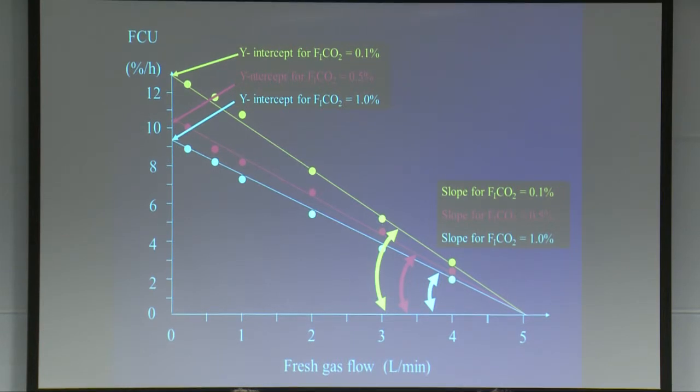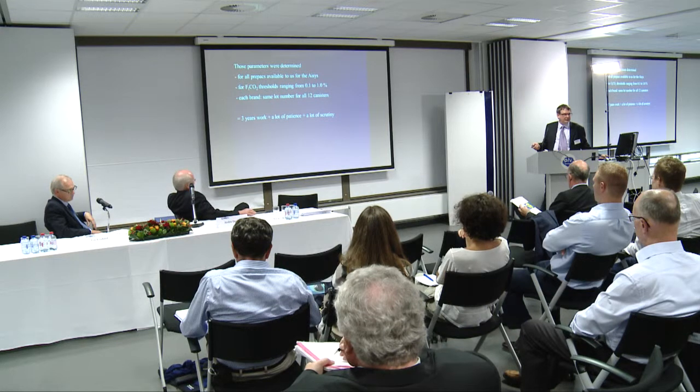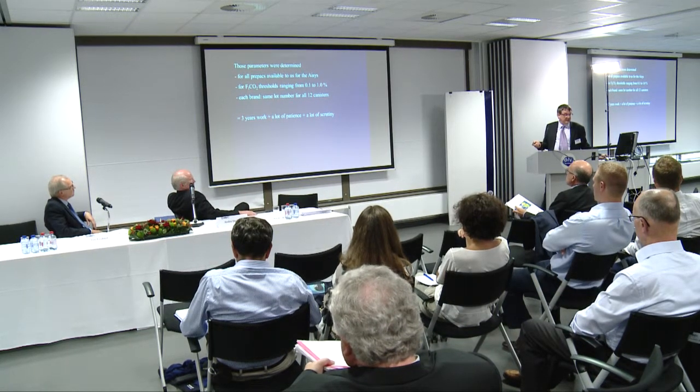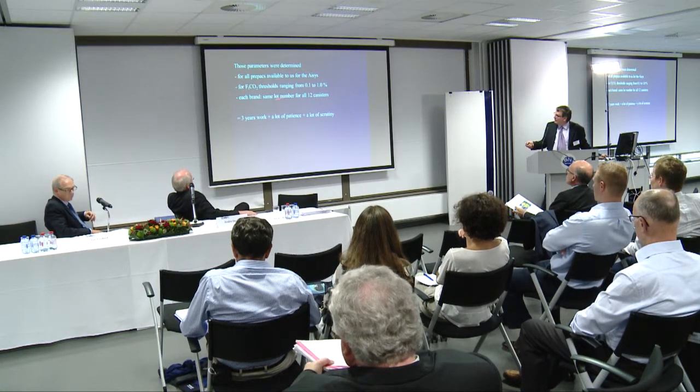And that's what I've been doing over a long time. I determined those parameters for all the prepacks that I had available for the ACES. For all the FiCO2 thresholds, ranging from 0.1 to 1, and for each different brand. So that actually took a lot of time. I mean, if you use a fresh gas flow of 4 liters per minute, it almost takes a week to let it run before it exhausts. So many, many brands, 12 canisters of each with a different fresh gas flow, and I want to point out that they were all the same lot number.